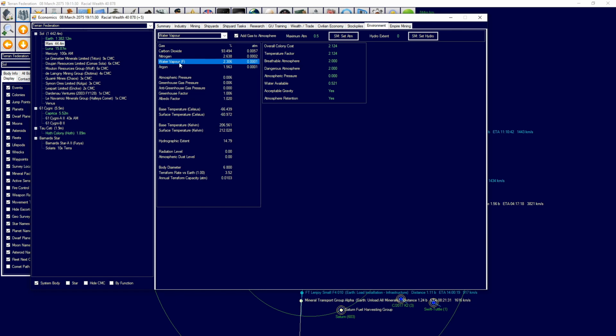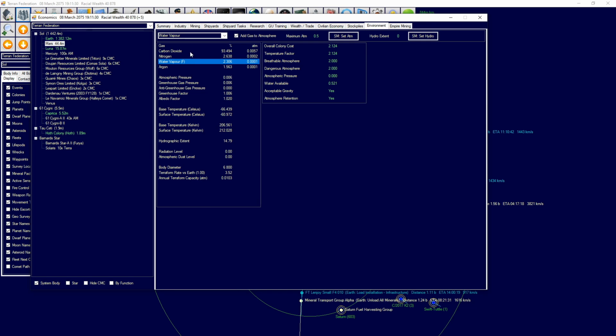And water vapor is not what you want. You want the stuff that it condenses into, as it will condense out of the atmosphere into the hydrosphere. And how it works is water vapor will condense out of the atmosphere at a rate of 0.1 atm per year and increase the planet's hydro extent. So you can add water pretty fast to a planet. If you have enough terraformers, you can do it extremely fast.